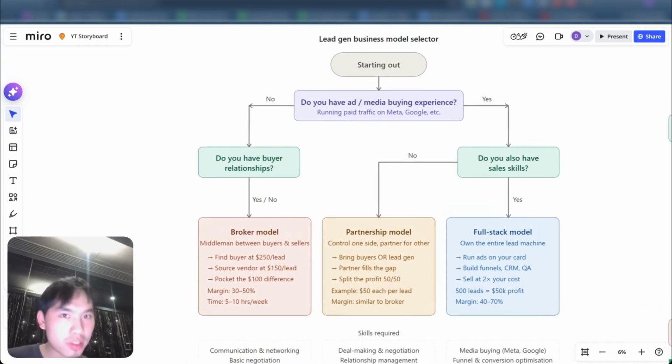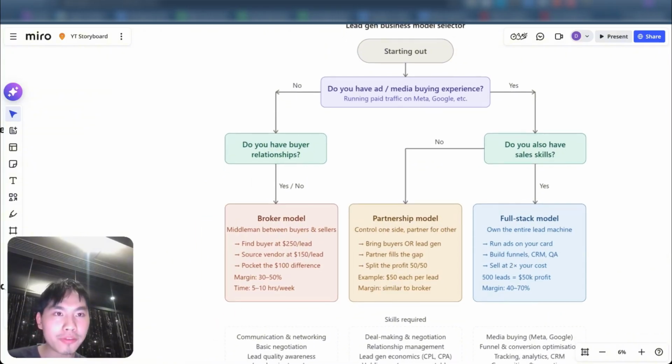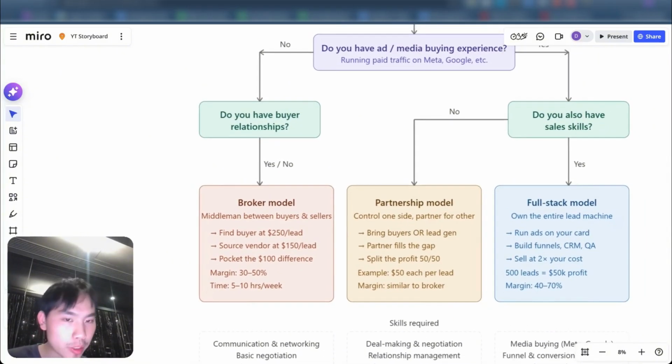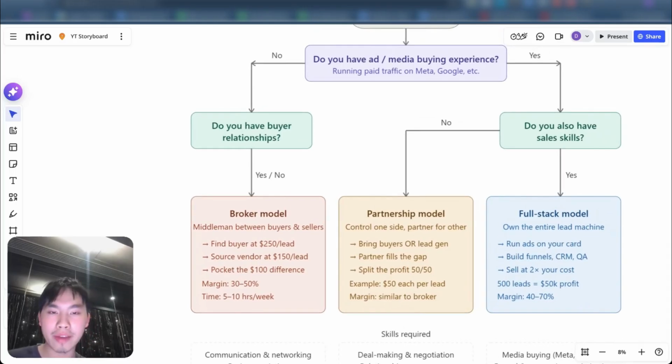For those of you who are starting out completely fresh and you have no idea, never been in the ads manager, don't know what a Google dashboard looks like, right? Then you should probably go find sales relationships because if you do, you will always have people that are very happy to generate leads for you.